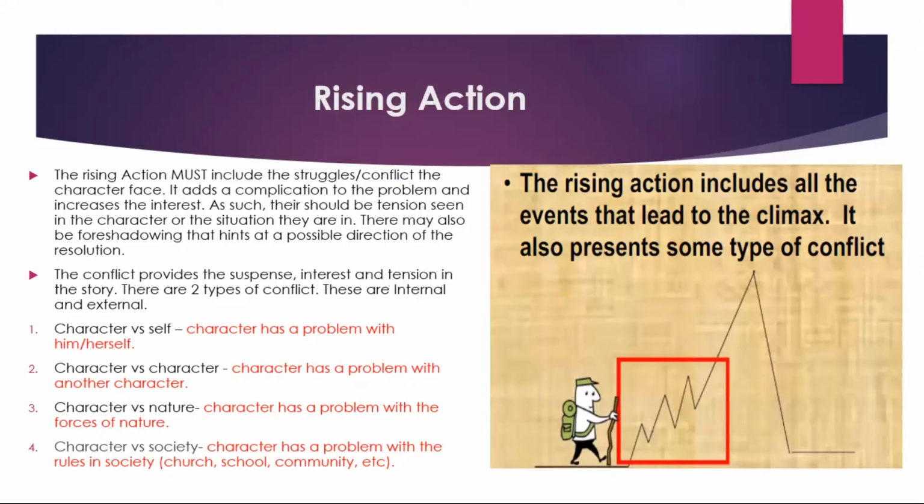It could be her body weight, it could be a mental issue, it could be an emotional issue, whatever it is. The character has a problem with another character. Or you can choose to write your story based on character versus nature, in the sense that your character has a problem with nature. Or finally, character versus society. The character has a problem with members of society. It could be members in a church, a school, a community, whatever it is, societal issues.